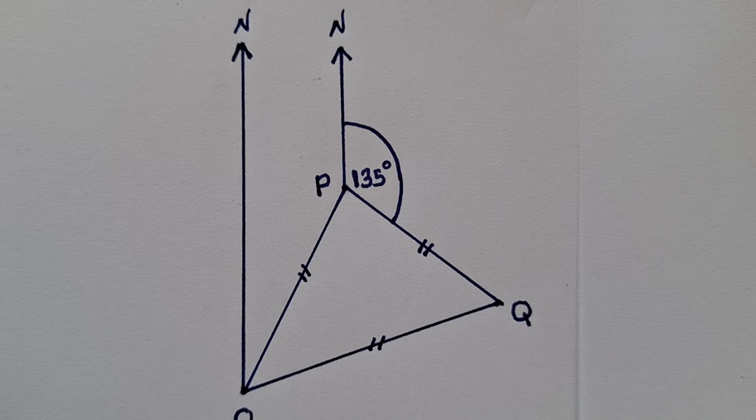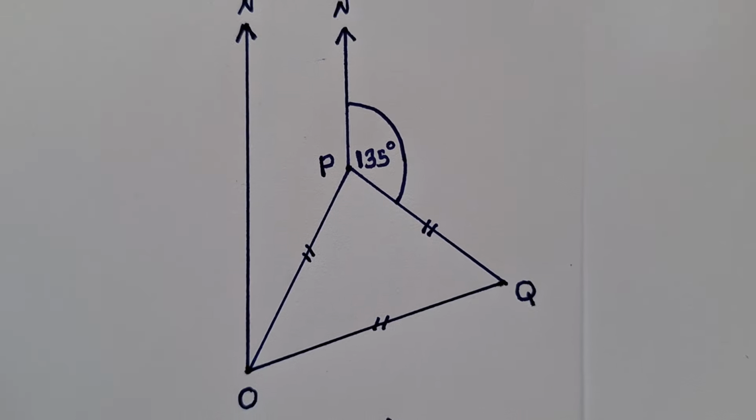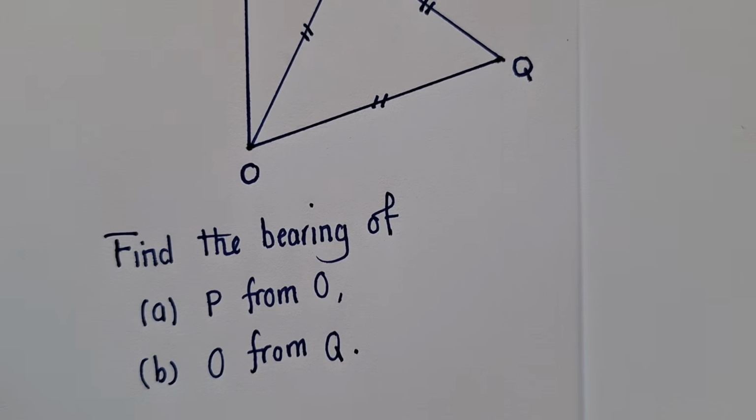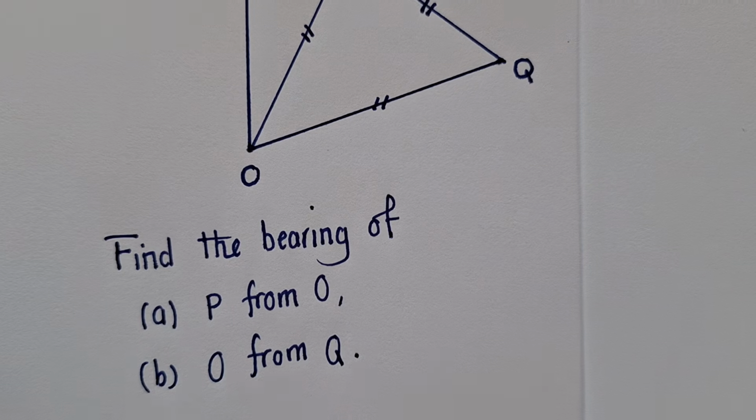All right, so we've got this question right over here. This is the 2025 bearing question. The first question says we find the bearing of P from O, and for B, it's the bearing of O from Q. So now let's do this.